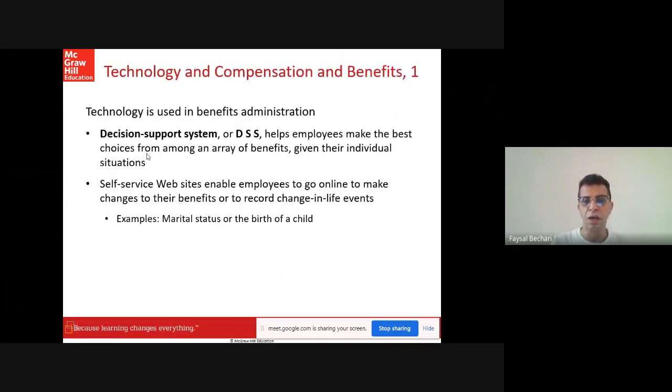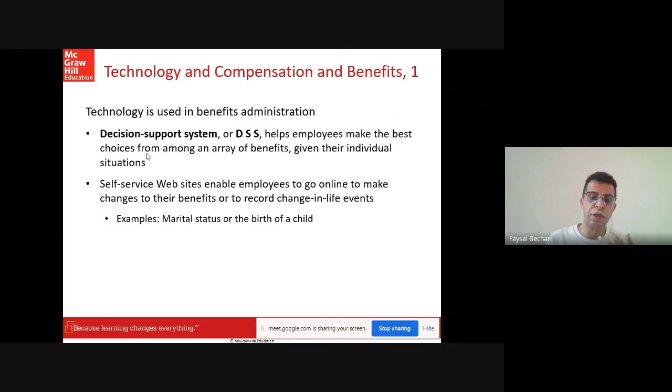Now, technology and compensation and benefits. Technology is used for benefit administration. A module or application, like a decision support system or DSS, helps employees make the best choice from among an array of benefits given their individual situation. In other words, a self-service website enables employees to go online to make changes to their benefits or to record a change in life, for example when you get married, marital status, or the birth of a child. These are all important.